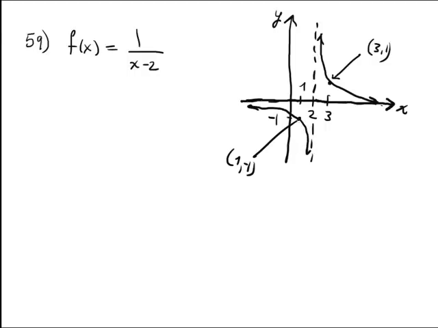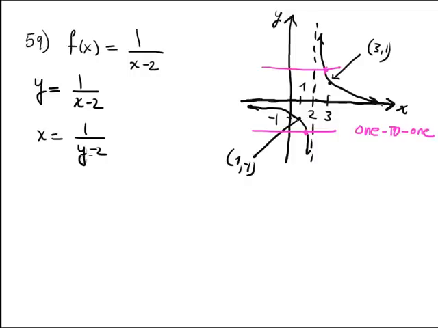When you apply the horizontal line test, it's obvious that it crosses at only one point, therefore it's one-to-one. It's one-to-one, so it's invertible. Okay, let's find the inverse. y is equal to 1 over x minus 2. Interchange x and y: x is equal to 1 over y minus 2.